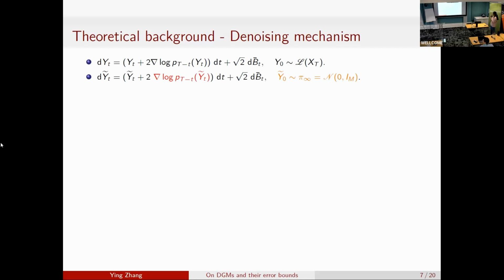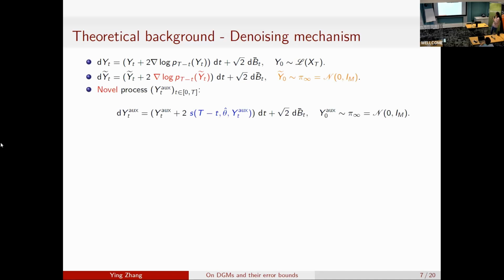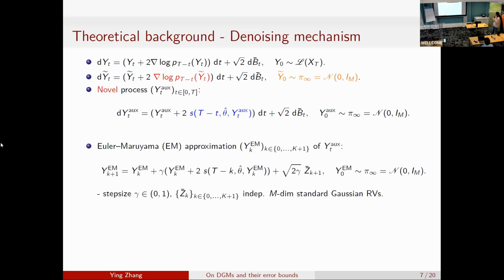And we denote by YT2 then the backward process, but with the initial distribution replaced with the standard Gaussian, and everything else, this SDE, is the same as YT. Now, crucially, in our work, we introduced this novel process we denoted by YOXT, and this process is simply this YT with the score function replaced with this approximated score. And here, instead of just theta, we have theta hat. This means that it can be just some output from an optimization algorithm.